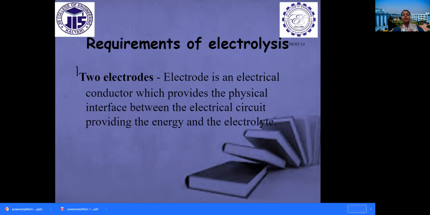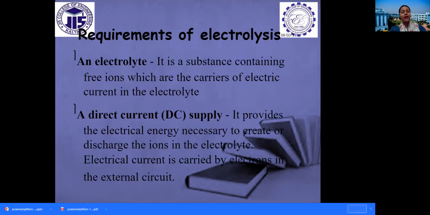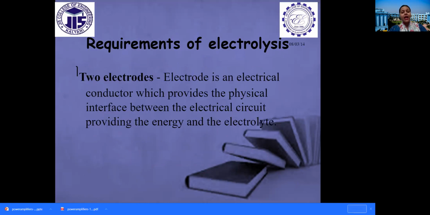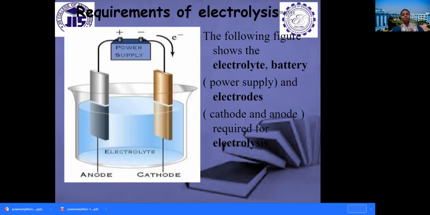Two electrodes: an electrical conductor which provides the physical interface between the electrical circuit, providing the energy, and the electrolyte. So these are the requirements of electrolysis: an electrolyte, a direct current supply, and two electrodes. This is the arrangement where electrodes are submerged in the electrolyte, and one is known as the cathode, another is known as the anode, and it is connected to a direct supply.